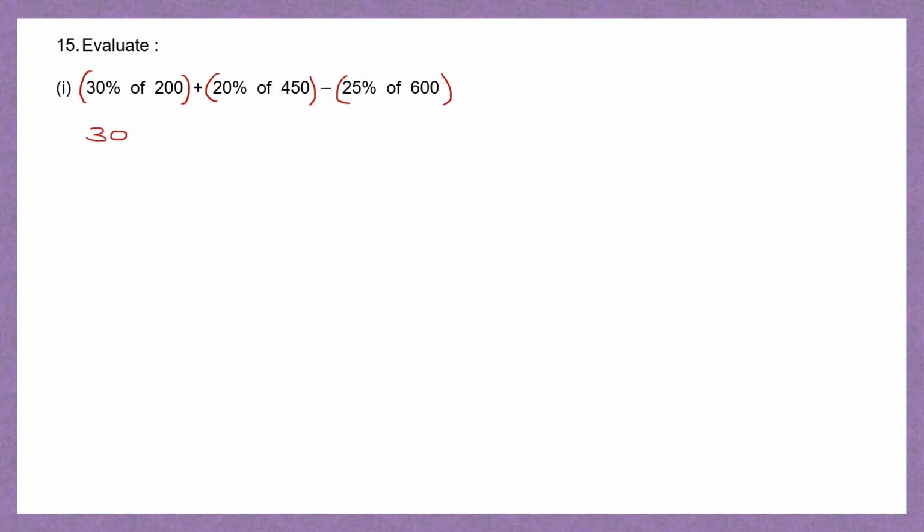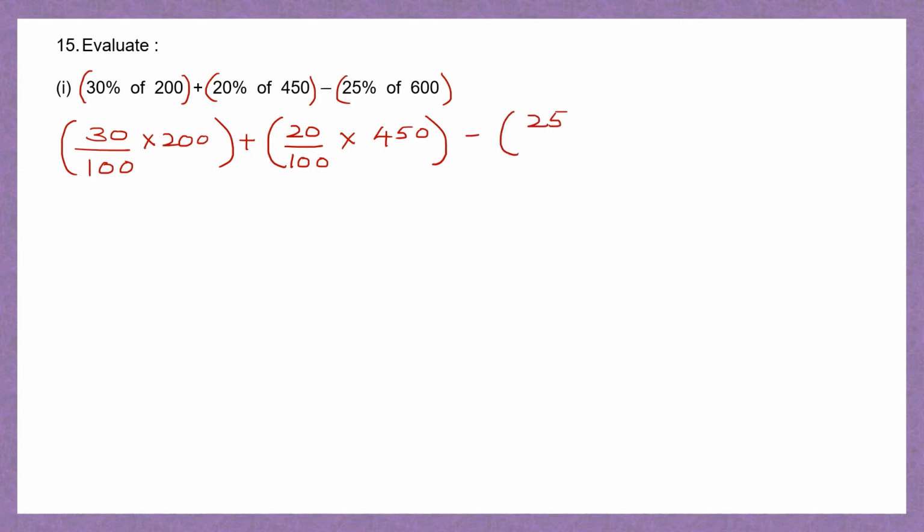Okay. So let's work out 30% of 200. That will be 30 by 100 into 200. Of is into. Plus, next one is 20 by 100 into 450, minus 25 by 100 into 600. We can do each one separately. So the first one, 30 by 100 into 200, let's cancel. We have cancelled and now my numerators are 30 into 2, which is 60. And the denominator is 1.